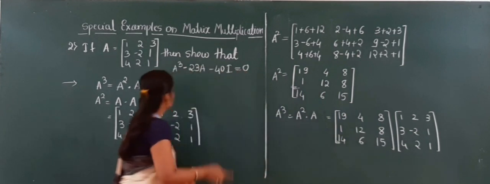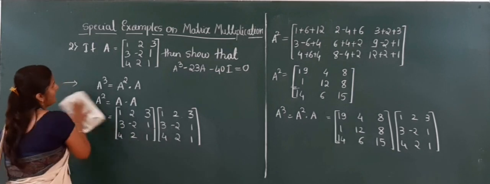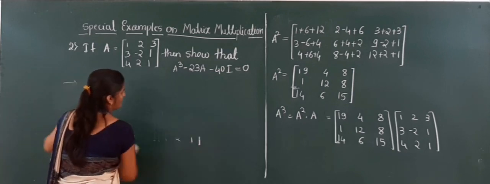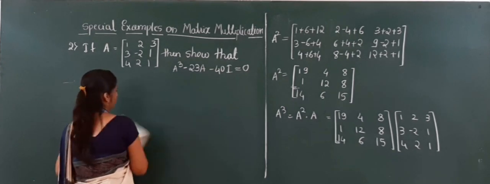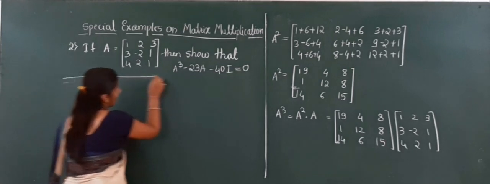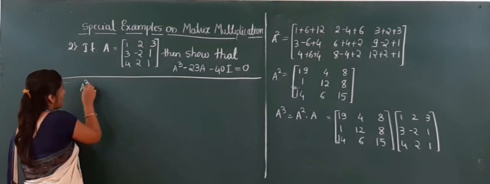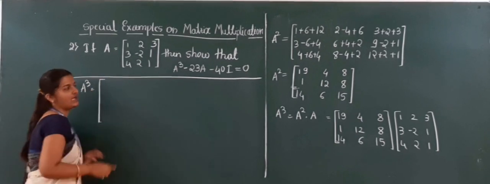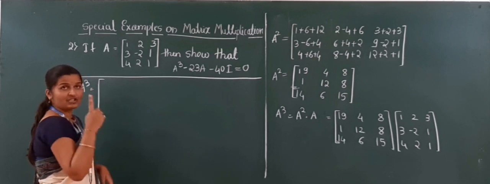For the A cube value I will continue here, please note down. So I will rub it. Okay. So I will continue here. A cube. For A cube I have to again do the multiplication. Again 3 by 3 matrix. So I can multiply first row to the first column.